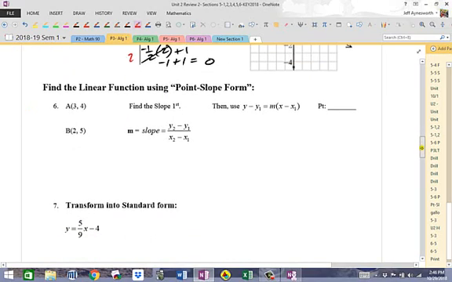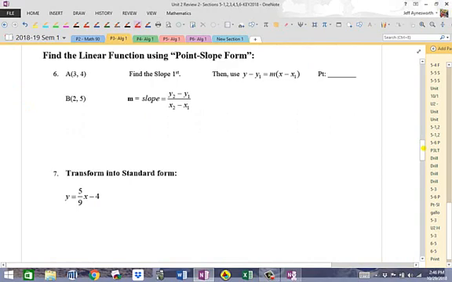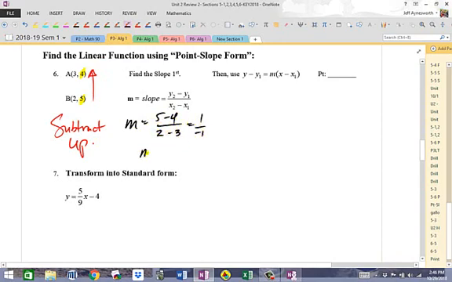All right. Find the linear function using point-slope form. We already did this, so this should be easy. So let's subtract up here, starting with the y coordinates. So the slope is equal to 5 minus 4 divided by 2 minus 3. That's 1 divided by -1, or -1. I'm going to pick 3, 4.